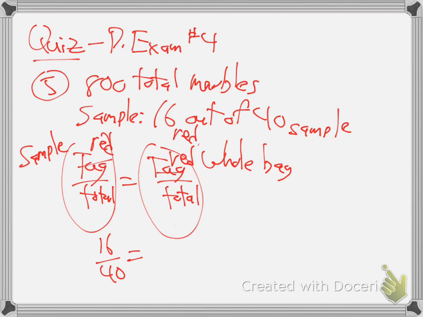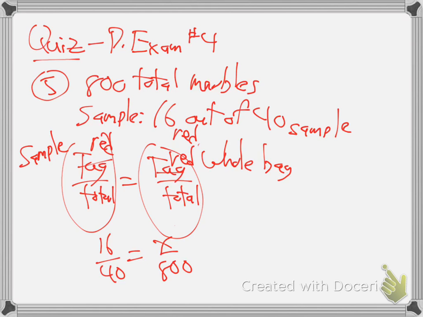So red out of total equals red out of total. 16 red out of 40 total in the sample is X red out of 800 total in the whole bag. Solve for X. Does that make sense? 16 out of 40 equals X out of 800. What the kid is going to think is that in my little sample, 16/40ths was red. Therefore, I assume that 16/40ths of the whole bag is probably red.